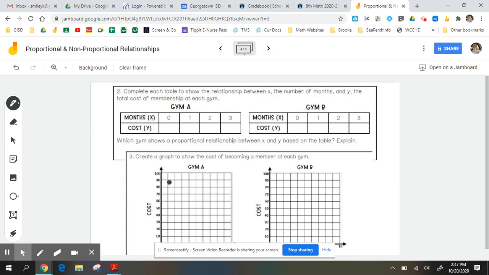Next problem. So now we're going to complete that table. So I'm going to fill in, what color did we use on the last one? Blue and red. So for gym A, I'm going to write it up here above it. y equals 25x.